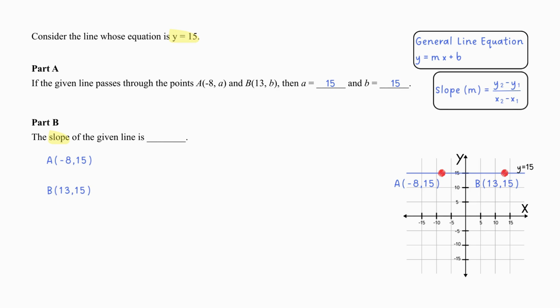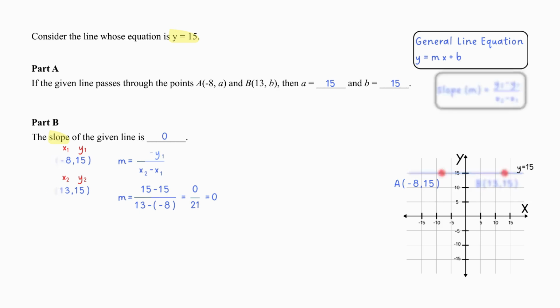The slope formula is slope, or m, equals y2 minus y1 over x2 minus x1. 15 minus 15 over 13 minus -8 equals 0 over 21. Anytime you have 0 divided by a number, the answer is 0. Always remember that horizontal lines never change their y values, and they never have any steepness, or what is known as slope. Ready for the next question? Let's go.